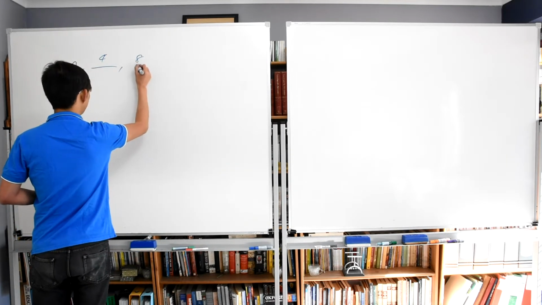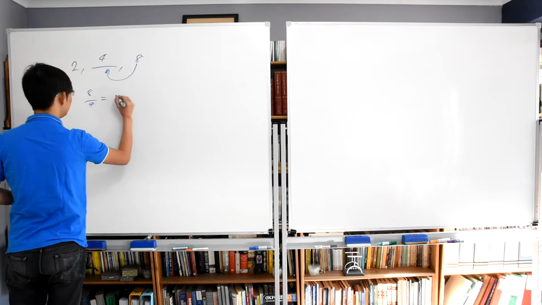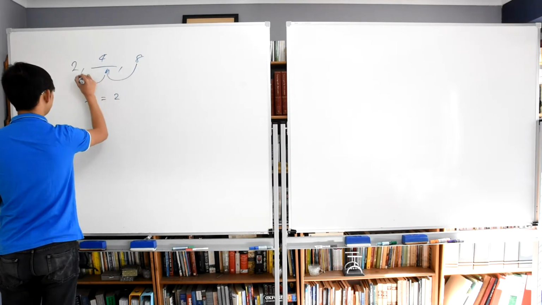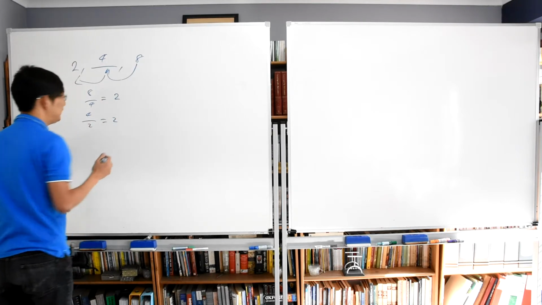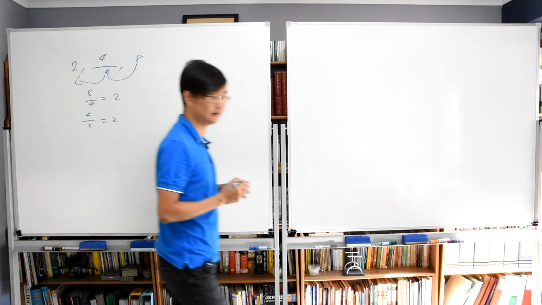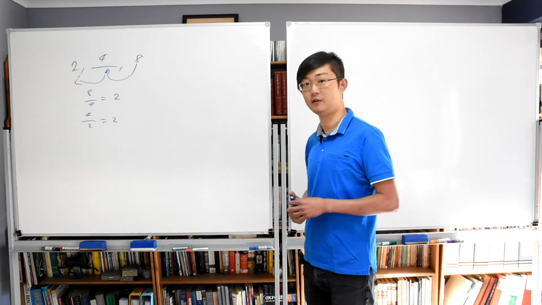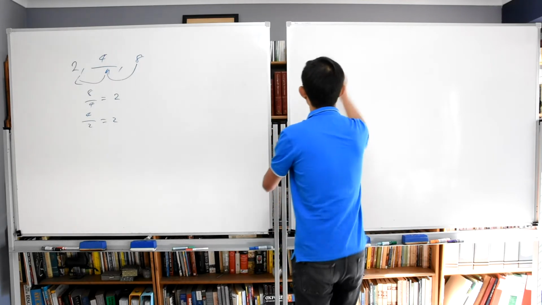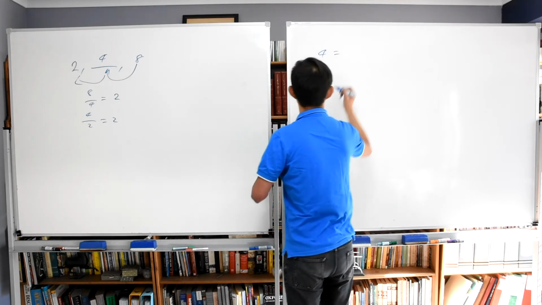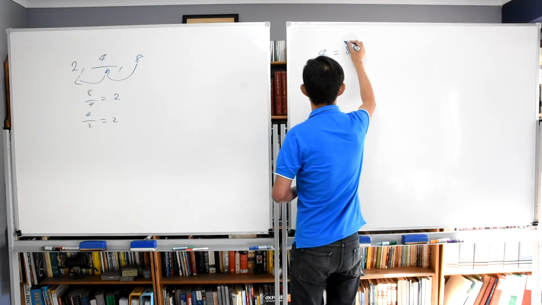Because 8 divided by 4 is going to be 2, and 4 divided by 2 is also going to be 2. There is a common ratio happening here. In fact, these three terms form a geometric progression. And where does this 4 come from? It's going to be 8 times 2, and we're going to square root the whole thing.